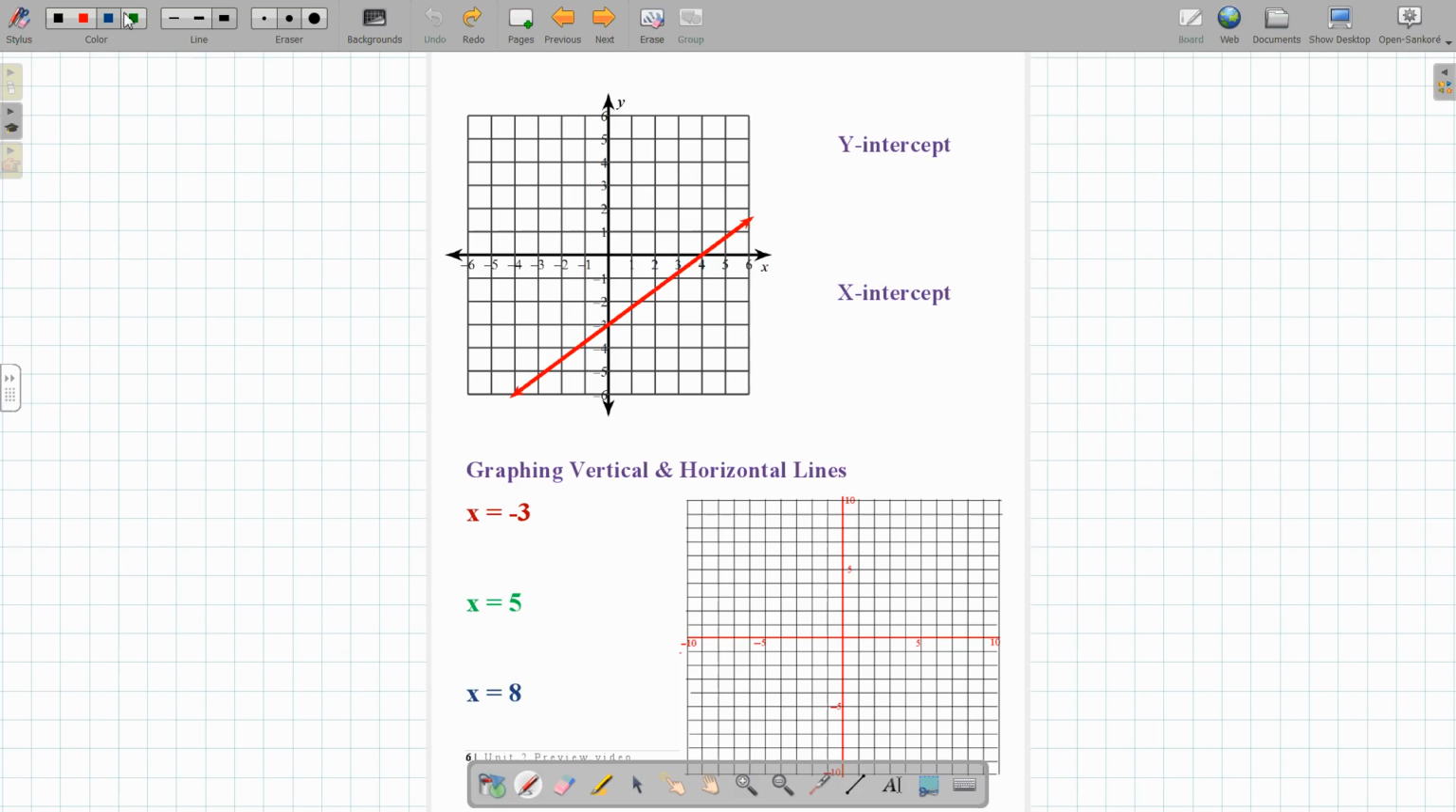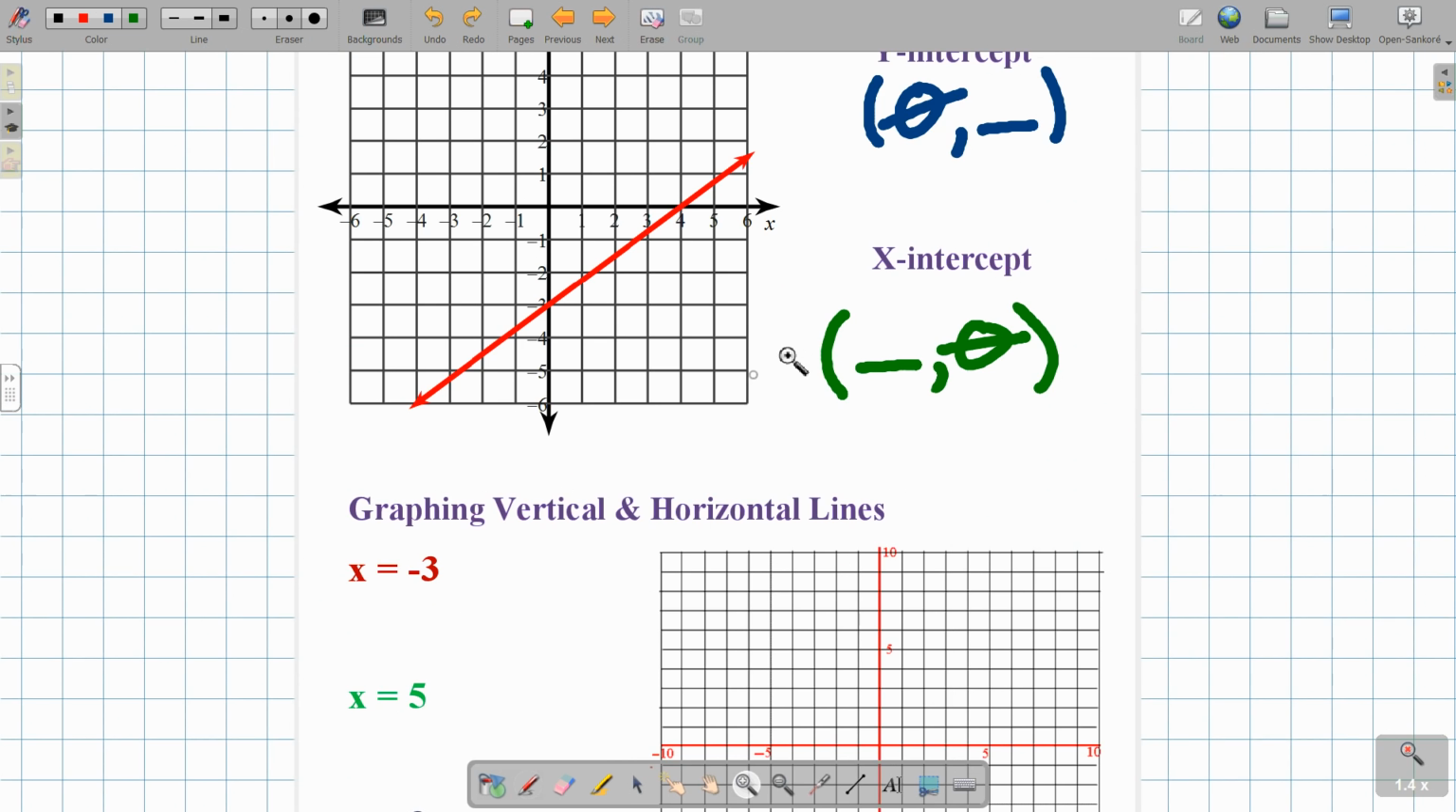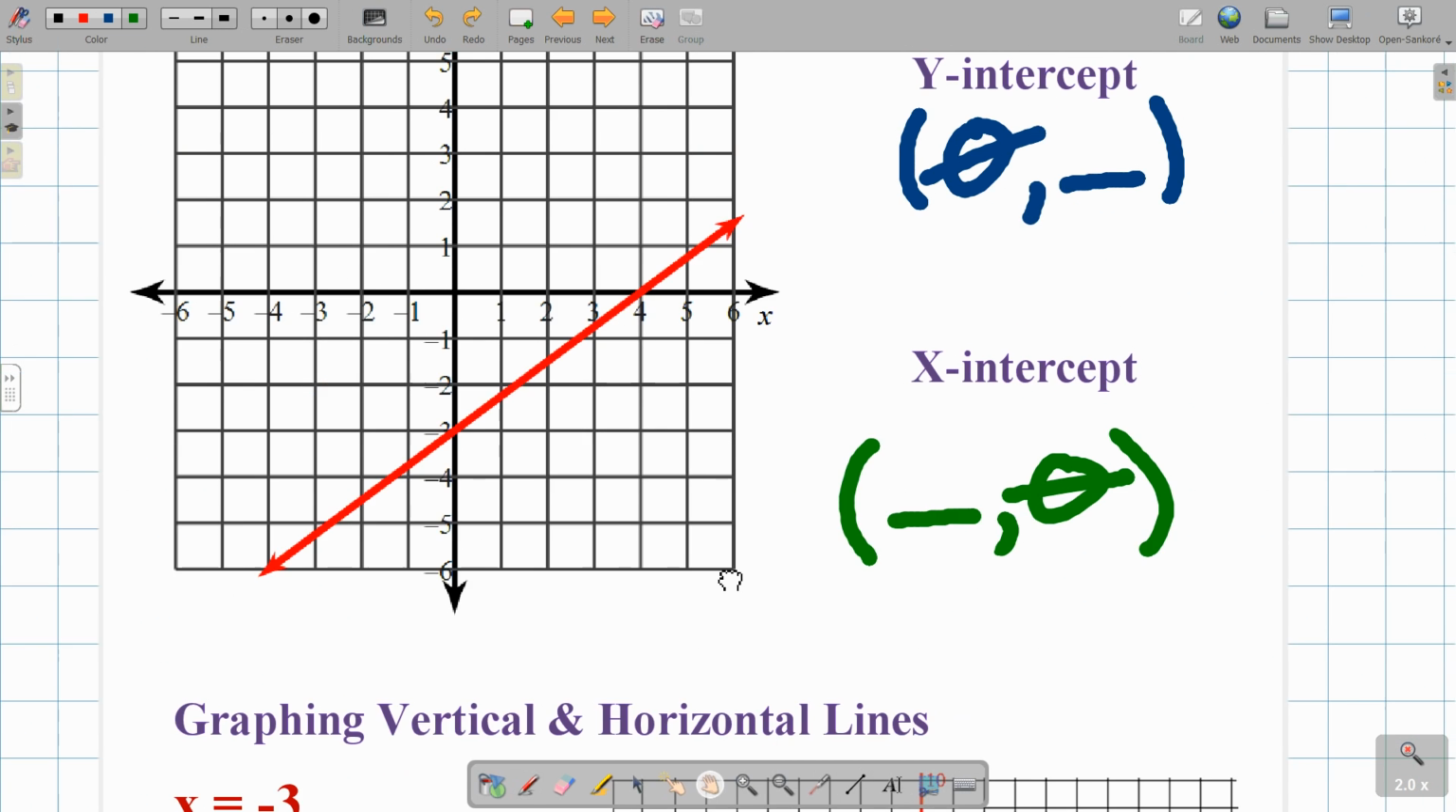Y-intercept. Y-intercept is where there is a zero in the X component and a number in the Y component. That is the Y-intercept. X-intercept is where you have a number in the X component and a zero in the Y component. So let's take a close look here. Intercept means where does it cross the axis?